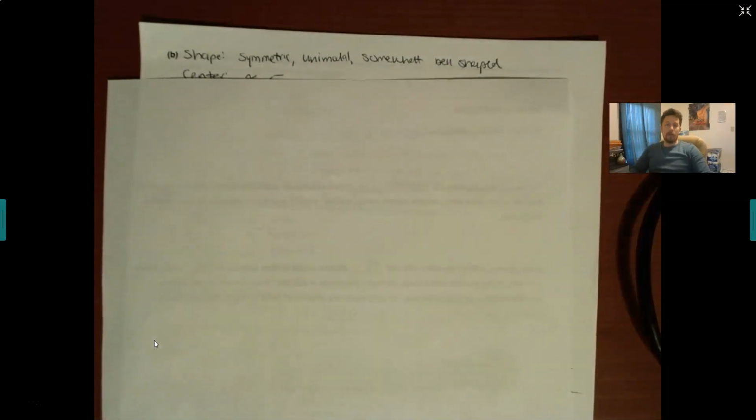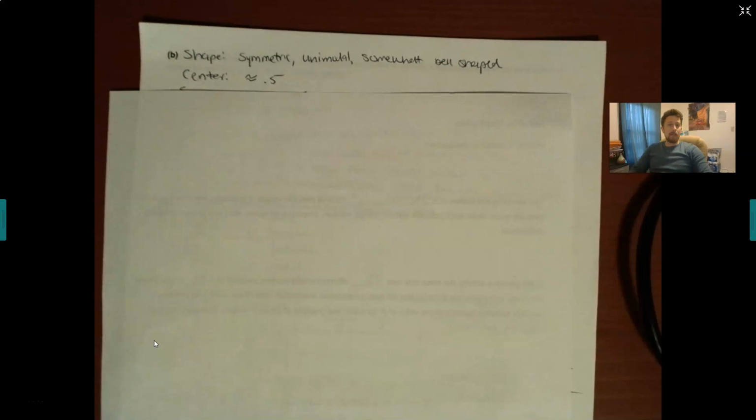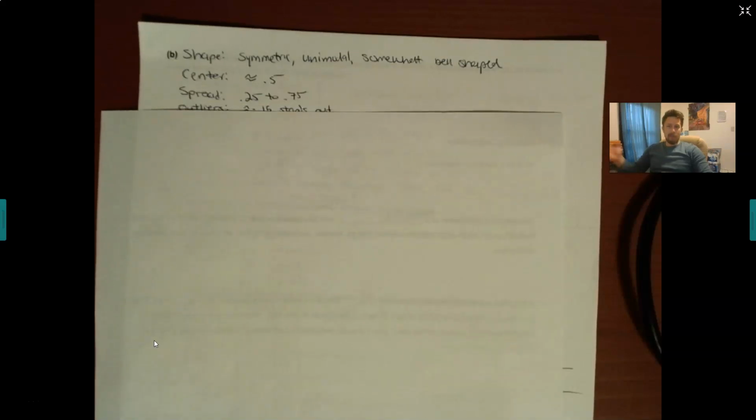So, to put that more formally, the shape is symmetric, unimodal, somewhat bell-shaped. The center is at about 0.5. The spread, we're at about 0.25 to 0.75. The outliers, 0.15 stands out. In that case, that was a sample where we picked 20 chips and 15% of them were green. So that's an outlier. We would expect it to be about 50-50.